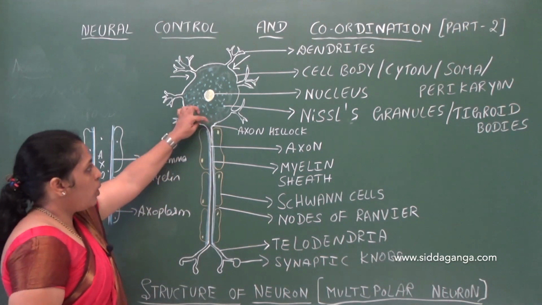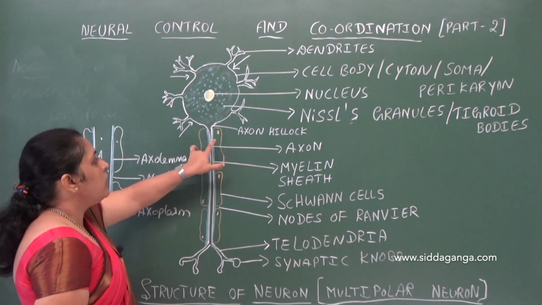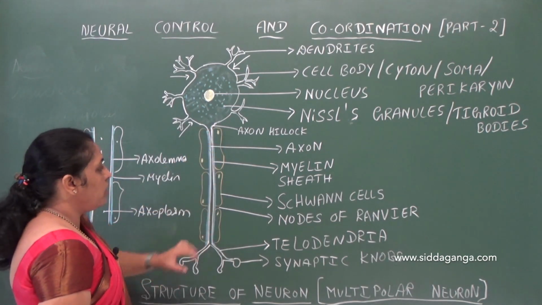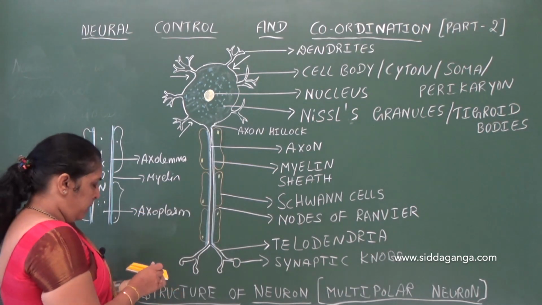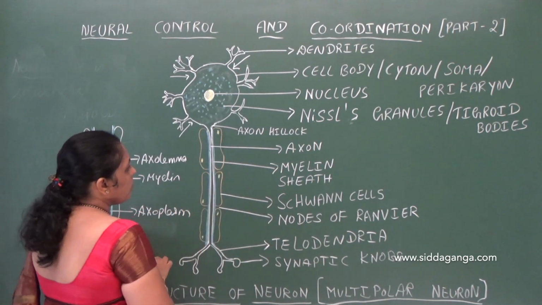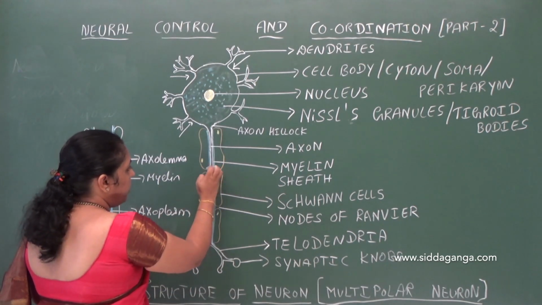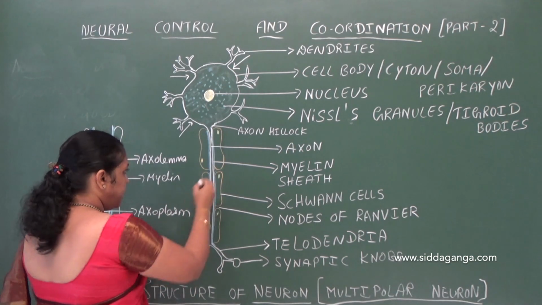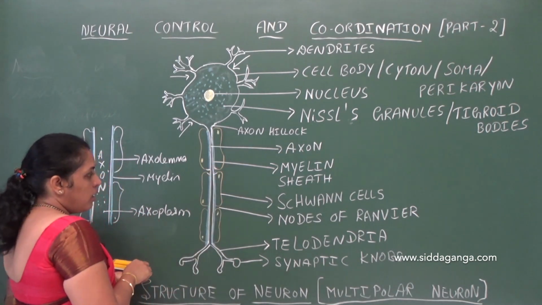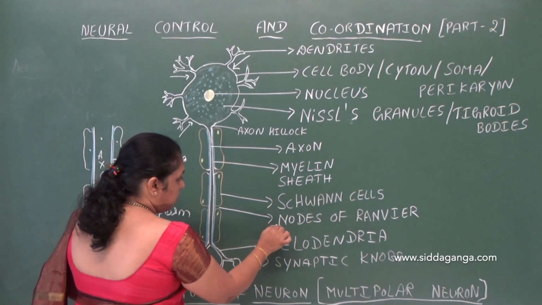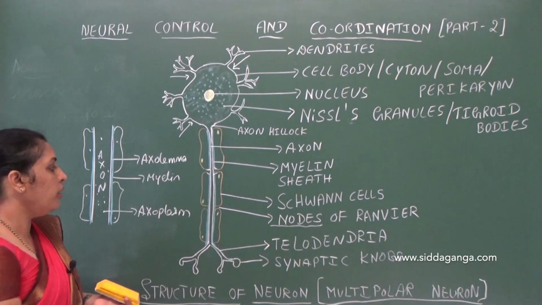So the axon is a long process which arises from the cell body. It is surrounded by a myelin sheath and also Schwann cells. Along the axon the myelin sheath is interrupted. That region is nothing but the nodes of Ranvier.